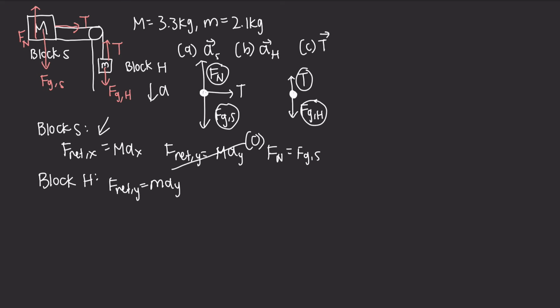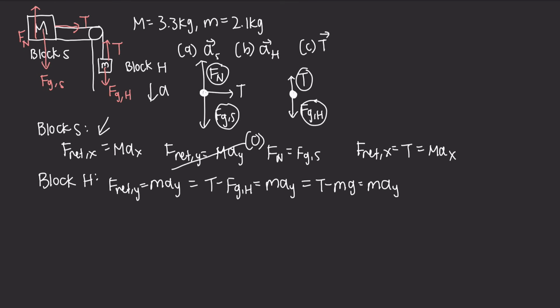Okay. Now for these two equations, we can substitute the forces in them. So for block S, the only force acting in the x direction is the tension force, and that equals m times the acceleration in the x direction. And for block H, the forces acting in the y direction are the tension force and the force of gravity on block H, and that is equal to the mass times the acceleration in the y direction. Okay, and now we can substitute for the force of gravity, just mg, and we get this simplification.